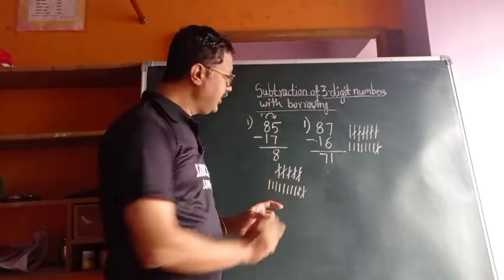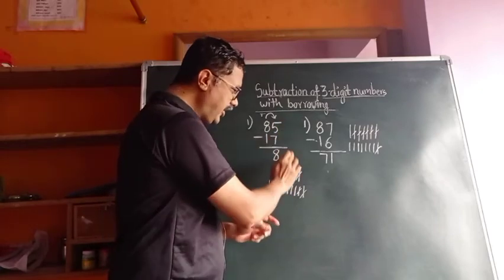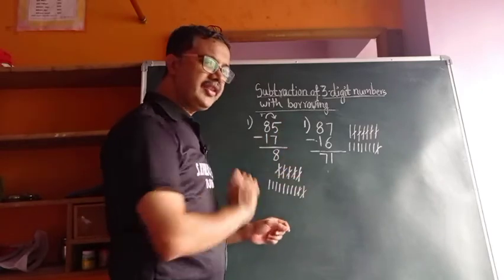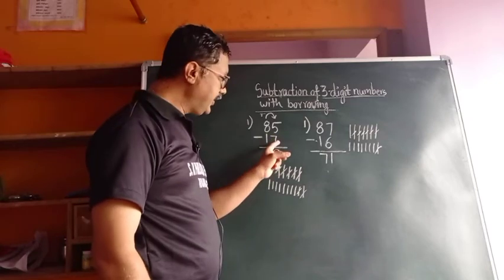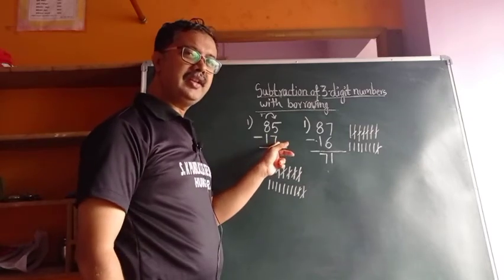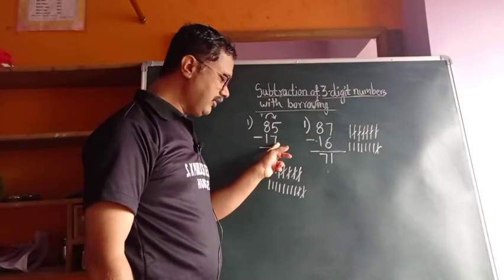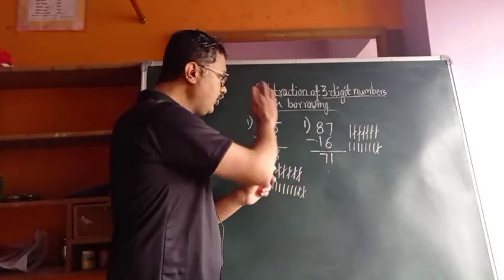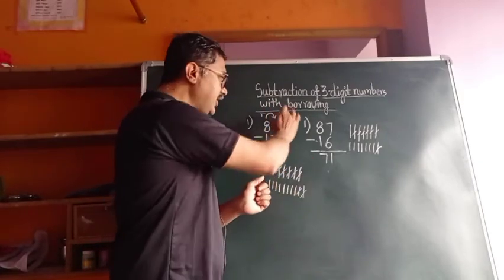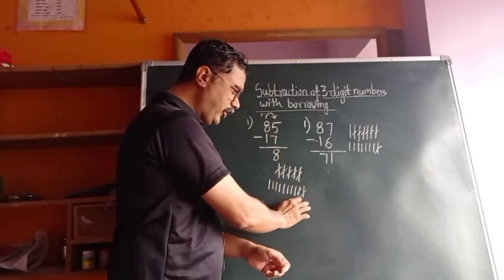Once again I'll repeat. Here we have 5, we draw 5 sticks. Then the downside number is big. In that case what do we have to do? We have to borrow 10 chocolates from this tens place. Then we borrow here.